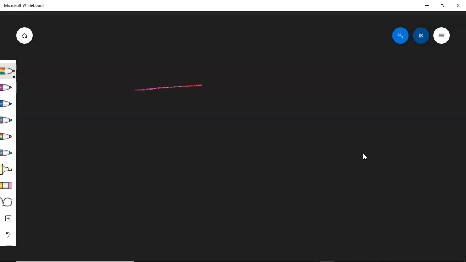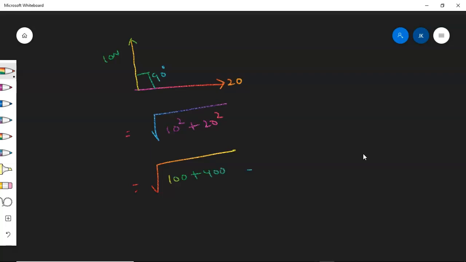Now the next angle: here is 20, here is 10 Newton. Now the angle is 90 degree. Now it is the Pythagoras theorem, 10 square plus 20 square, 100 plus 400, 500, square root is 22.36. So let's take 22 Newton as the full value.